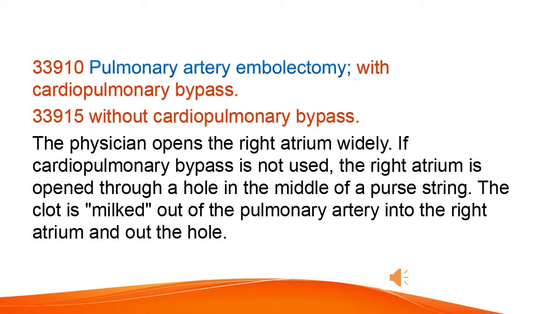Pulmonary artery embolectomy, with cardiopulmonary bypass. Without cardiopulmonary bypass, the physician opens the right atrium widely. If cardiopulmonary bypass is not used, the right atrium is opened through a hole in the middle of a purse string. The clot is milked out of the pulmonary artery into the right atrium and out the hole.